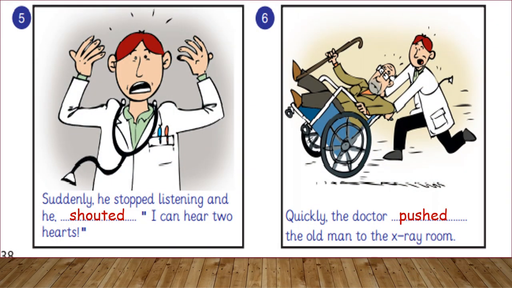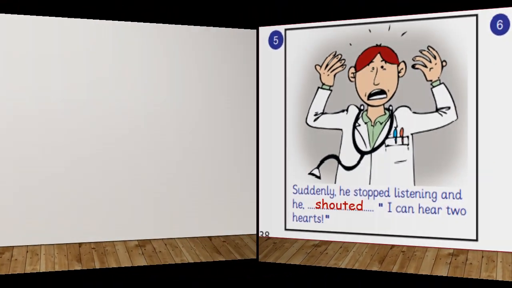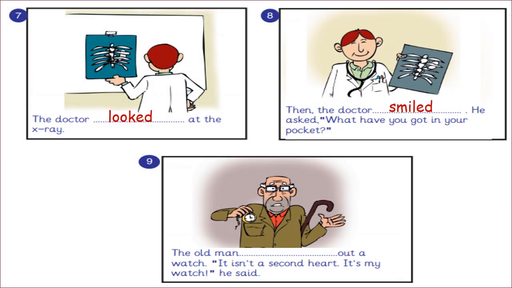Suddenly he stopped listening and he shouted, I can hear two hearts. Quickly the doctor pushed the old man to the X-ray room. The doctor looked at the X-ray. Then the doctor smiled. He asked, what have you got in your pocket? The old man pulled out a watch. It isn't a second heart. It's my watch, he said.